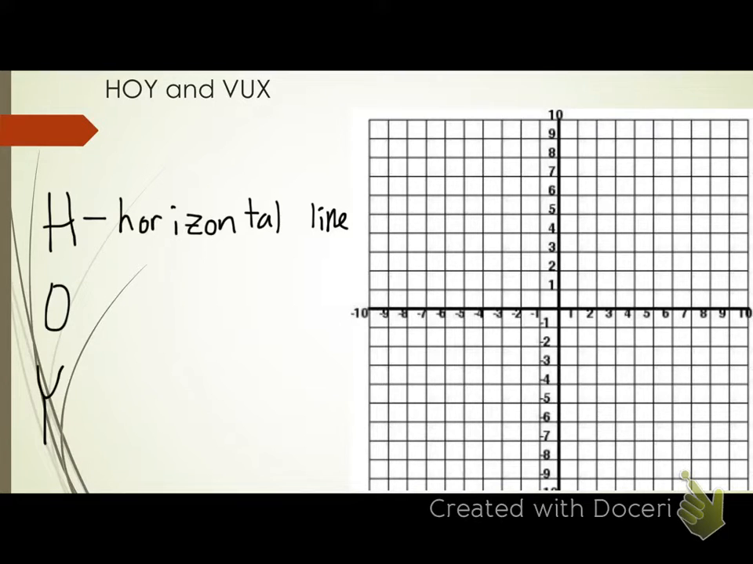The O on HOY is not actually an O, it's a 0. The slope of a horizontal line is 0. We'll say the slope is 0. And then, what do you think the Y stands for? Yep, y-axis. It's crossing my y-axis.